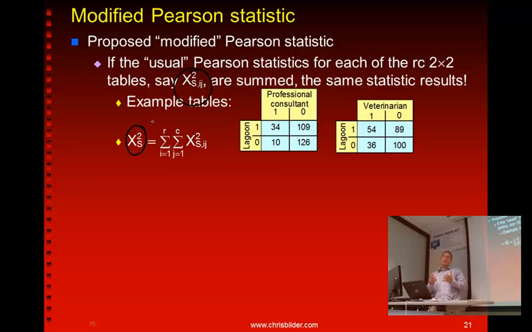The reason why this is especially nice is that, as in most software packages, there's going to be a function or procedure that calculates a Pearson chi-square test for independence. So all you need to do is call this function over and over again for each of these 2x2 tables. That's it.